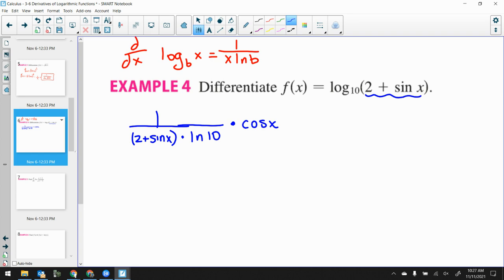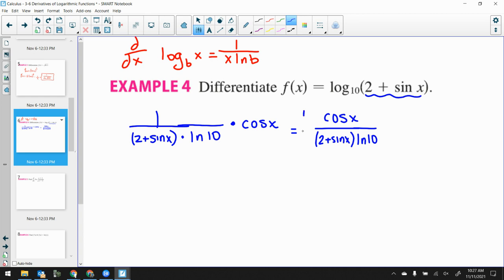Okay, so just putting it together. This is cosine x over 2 plus sine x ln of 10. And I believe that's all we can do. If you'd like to distribute the ln 10, then that's fine, but that doesn't really do anything. That doesn't reduce anything down.